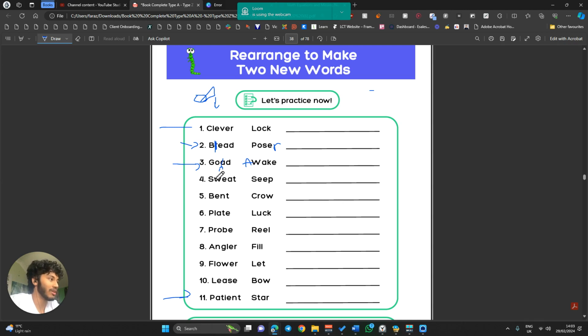So again, let's go for something here. I see something immediately. If we move the W, we get seat, and then if we put the W there, we'll get sweep. So seat and sweep. Question 5, bent and crow.